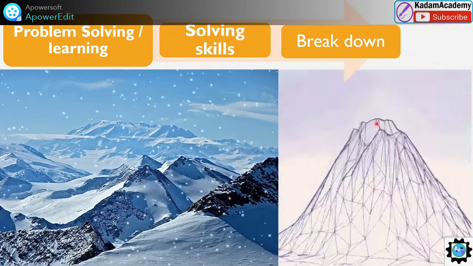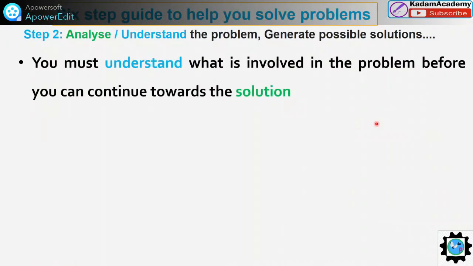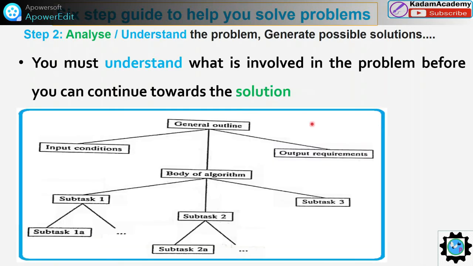To understand the problem, we have to distribute it, decompose it. Whenever you break down a big problem into smaller elements, then you must understand what is involved in the problem before you can continue towards the solution. This will help you turn an impossible task into a possible one. So you can go about making several concrete steps to achieve the goal and solve your problem.